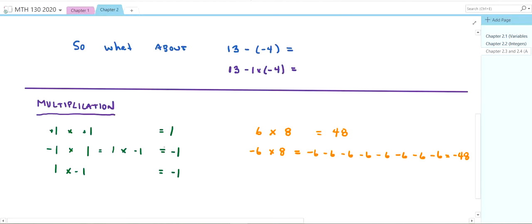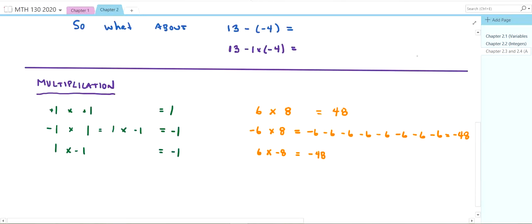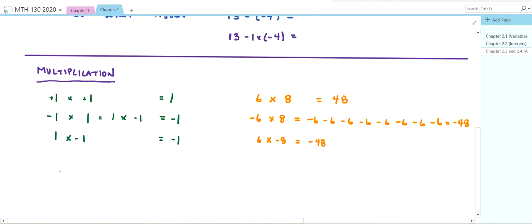The same way that minus 1 times 1 is minus 1. And if I did 6 times negative 8, well, we know that's just the same as reversing these. So we know it's going to give us the same result, minus 48. So then the question is, okay, it all seems intuitive up to this point. Now I ask, what is minus 1 times minus 1? What does this equal? Well, the answer is positive 1.